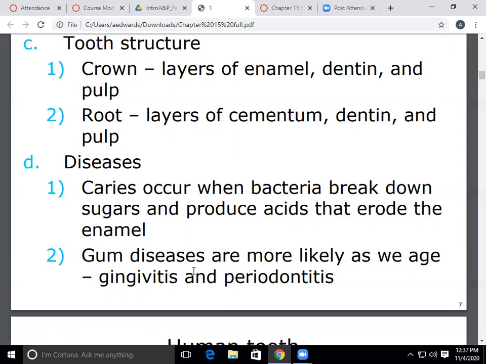Diseases related to the teeth. Okay, it's dental caries, and that can occur when you get bacteria that start breaking down sugars and start making acids that erode your tooth enamel. Okay, we call that dental caries. And gum diseases, more likely as we get older, things like gingivitis, inflammation of the gingiva or our gums, and periodontitis, okay, more of an inflammation of the teeth themselves. Okay. So that's why it's always important to take care of your teeth, right?